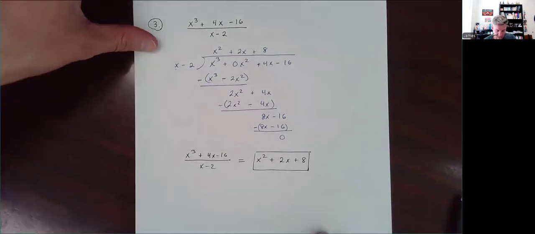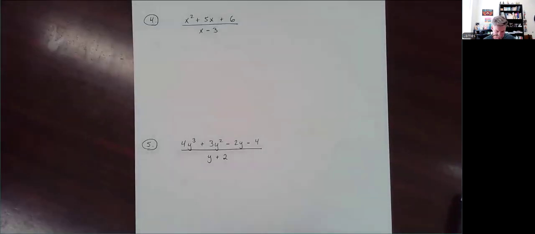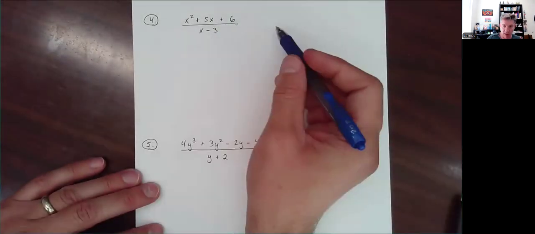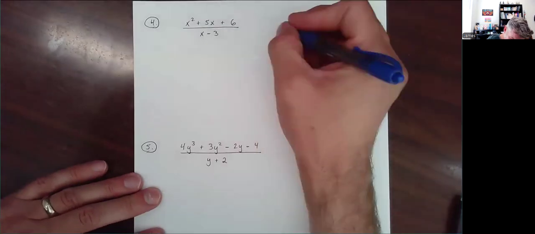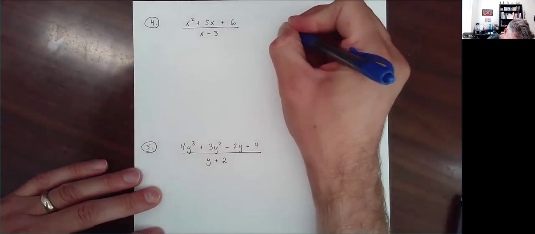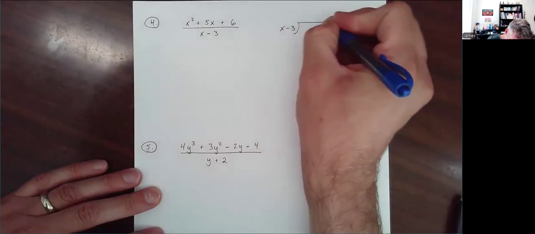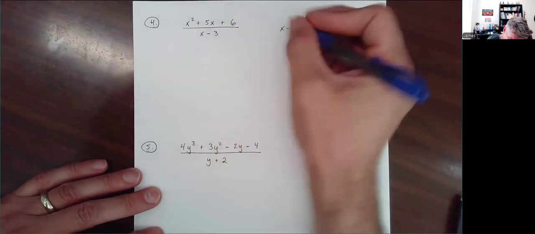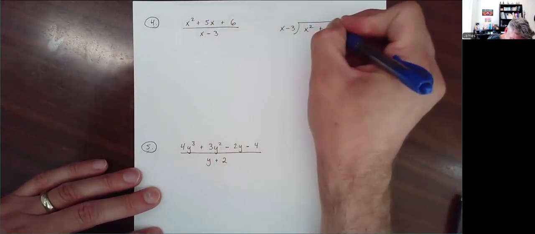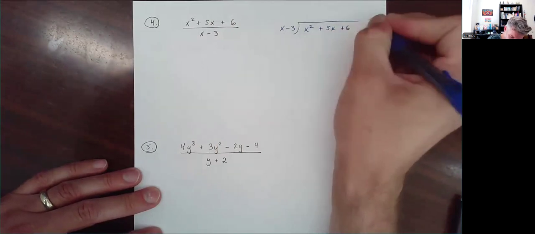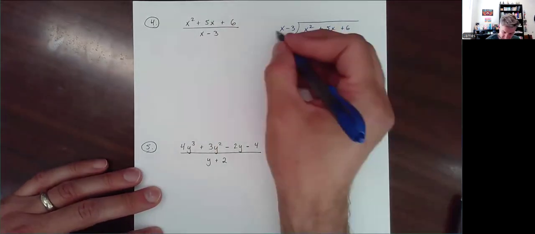So let's look at another one. Maybe we've got 1 or 2 more, yeah, before we have a couple other things. Hopefully I'll have myself enough room here. So same deal here. We're going to start with the usual setup, where we're going to rewrite it as x minus 3 dividing into x squared plus 5x plus 6. Or read in a more typical way, x squared plus 5x plus 6 divided by x minus 3.